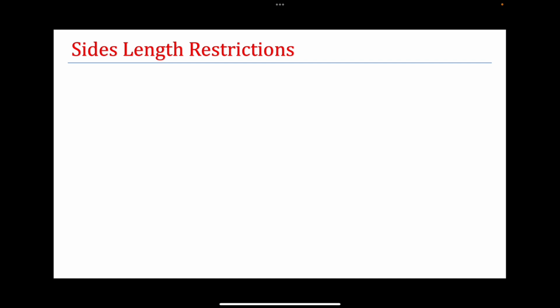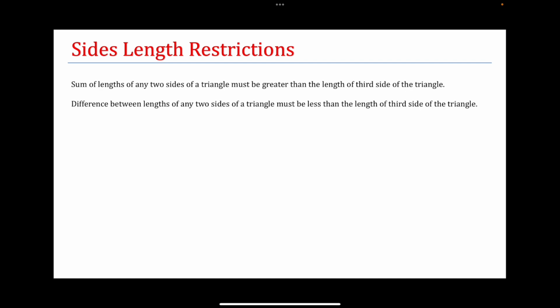Side length restrictions. These are the conditions to be maintained by a triangle for the lengths of the sides. The two conditions are: sum of lengths of any two sides of a triangle must be greater than the length of the third side of the triangle. That's the first condition. Next, the second condition is the difference between lengths of any two sides of a triangle must be less than the length of the third side of the triangle.